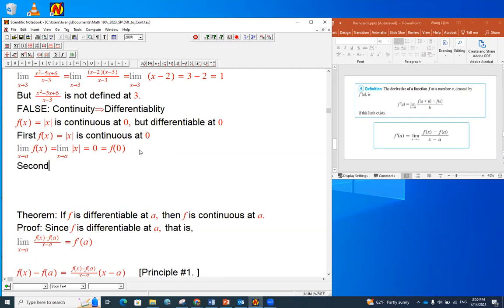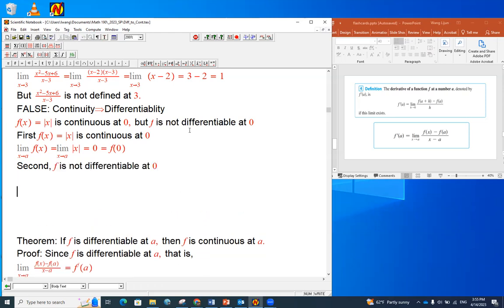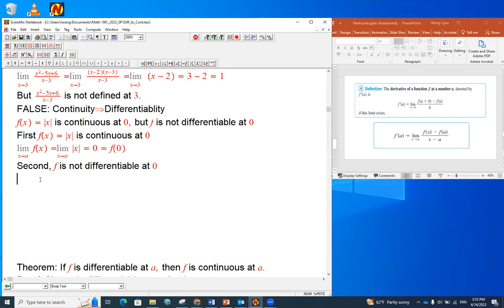Second, f is not differentiable at 0. Sorry, I didn't type that. How do we prove that f is not differentiable at 0? Well, we go by definition. We can use either one, so we're going to use the one on the top to examine if f is differentiable at 0.